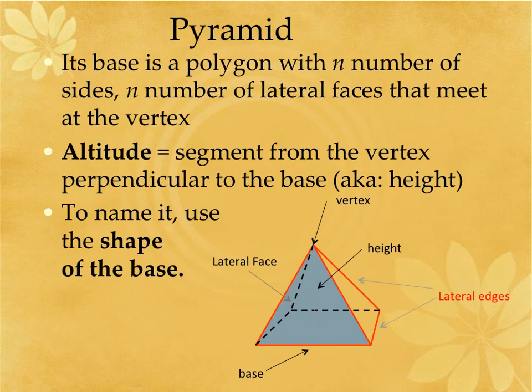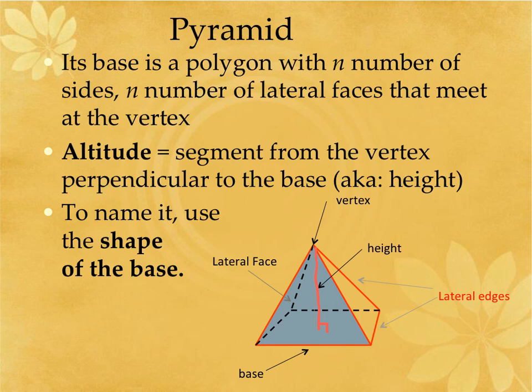Next, we'll talk about pyramids. And a pyramid is going to be named by its base. So its base is a polygon with n number of sides and n number of lateral faces that meet at the vertex. The altitude is going to be the segment from the vertex perpendicular to the base, which is also known as the height. So for example, if I wanted to draw in the height in here, it would be the perpendicular distance. And it would go from the vertex down to the base.